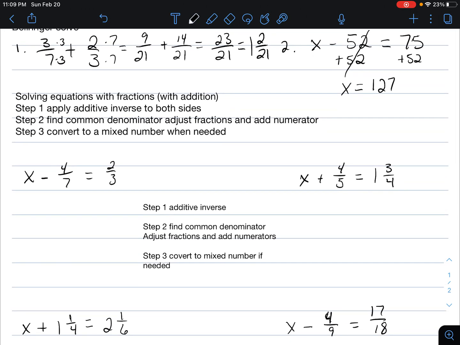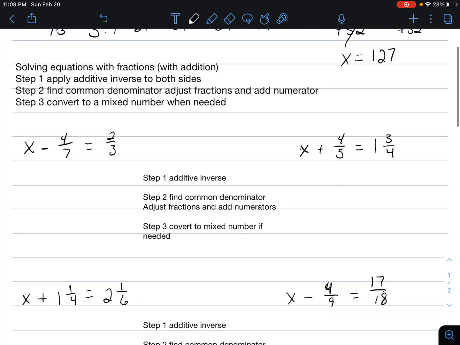Okay, so we're kind of combining these two steps here into solving equations with fractions. So it says step 1, apply additive inverse to both sides. Step 2, we have to find the common denominator, adjust the fractions, and add the numerators. Okay, step 3 is if it's needed, convert to a mixed number when needed. So only if you get an improper fraction.